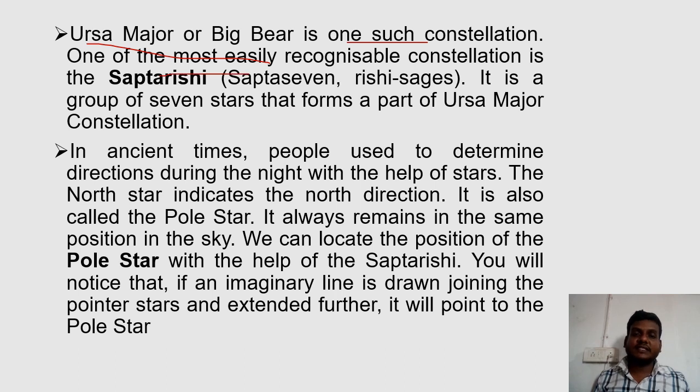One of the most easily recognizable constellations is the Saptarishi. Saptarishi means seven rishis. It is a group of seven stars that forms part of the Ursa Major constellation. We also see this in the picture.